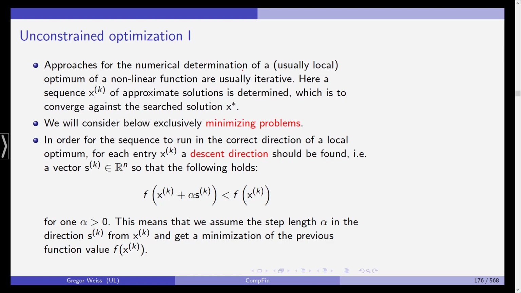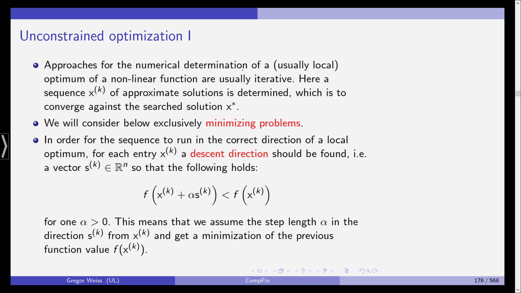So again, if you remember last week, we only need to look at minimization problems. Why? Because you can easily transform equivalently a minimization problem into a maximization problem and vice versa. So in order for the iteration sequence, the Iterationsfolge, to go in the correct direction of a local optimum, for each entry x_k in the sequence, we first need to look for a descent direction.